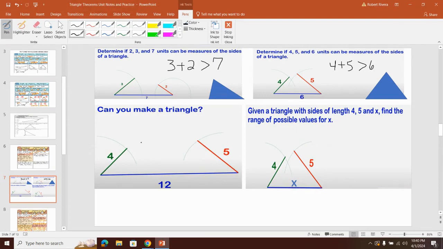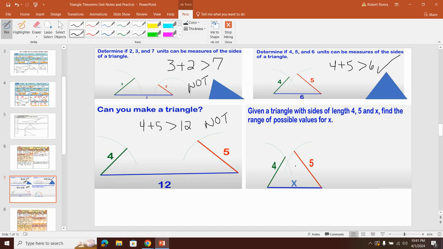Here's another one. Can you make a triangle with these? Let's get the two that are the smallest, and those two better be greater than the third, which is 12. 4 plus 5 is 9, and that's not greater than 12, so this is not a triangle. This will not form a triangle either. And this one will.